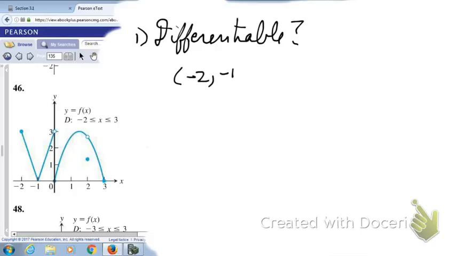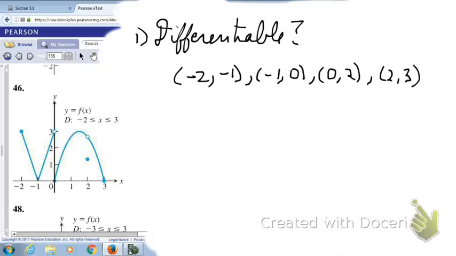-2 to -1. -1 to 0. 0 to 2. And 2 to 3. So it's differentiable on those intervals. You guys agree? At -1, we have a corner. At 0 and 2, we have discontinuities. And the endpoints are what they are.